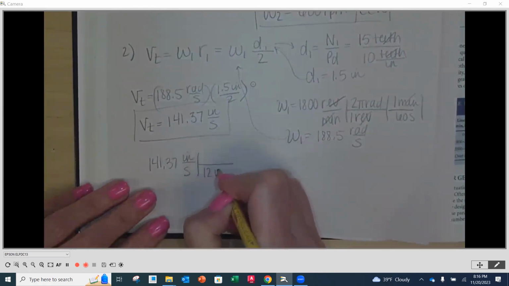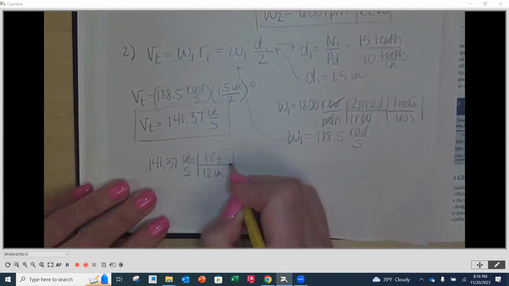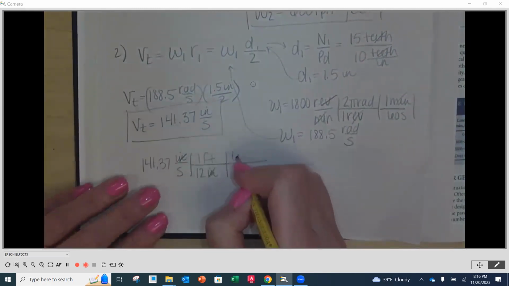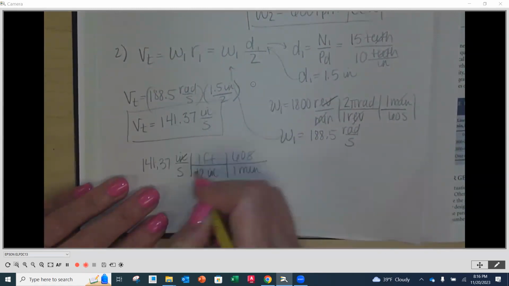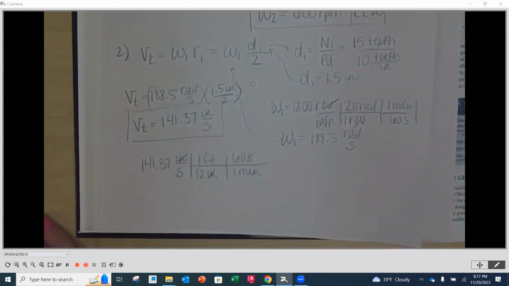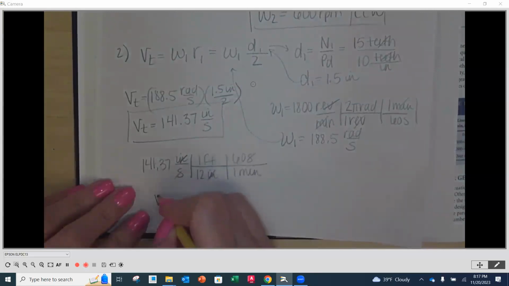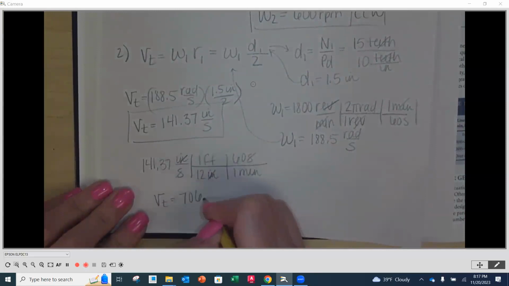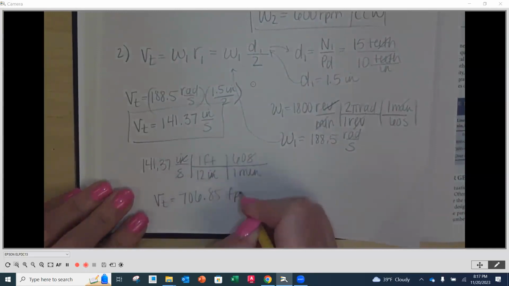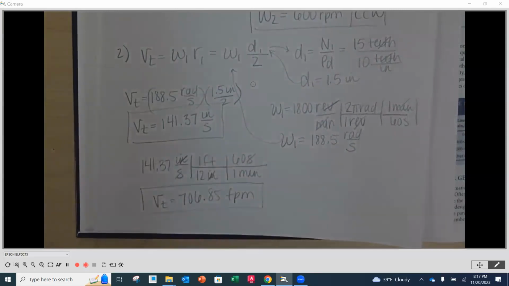So that means I have 12 inches in 1 foot, so my inches cancel top to bottom, and there are 60 seconds in 1 minute, so those cancel top to bottom. So 141.37 times 60 divided by 12. So our VT is 706.85 feet per minute. And you can write FPM, and that's what they have. Yep, 706.9 feet per minute. Cool. Any questions? All right, let's see where we're at on our PowerPoint.